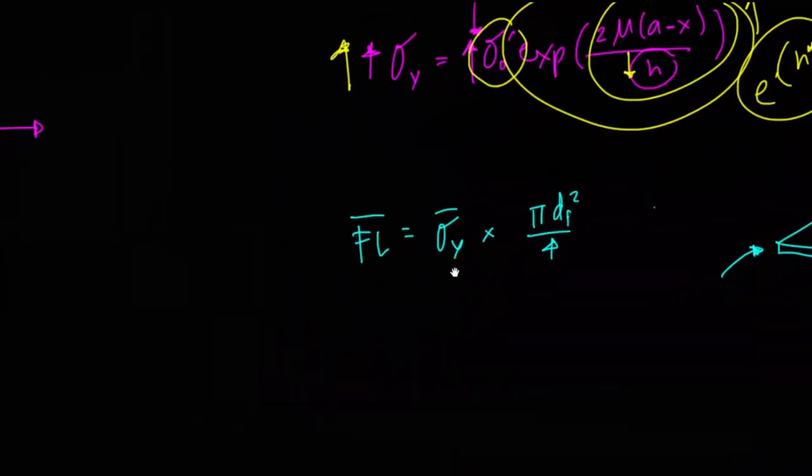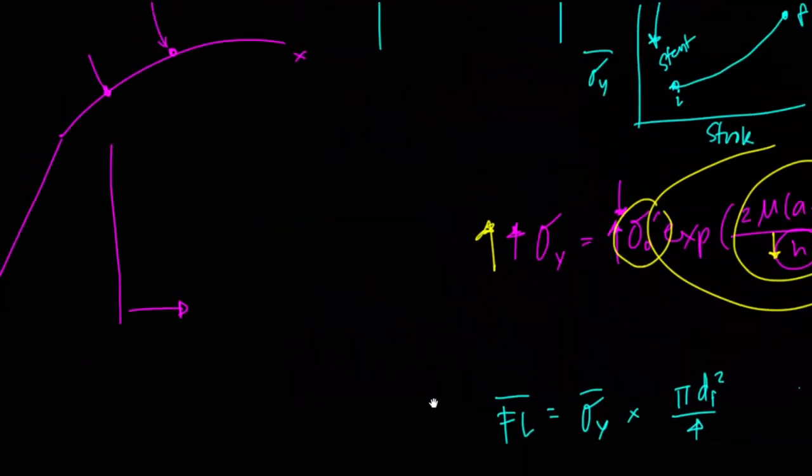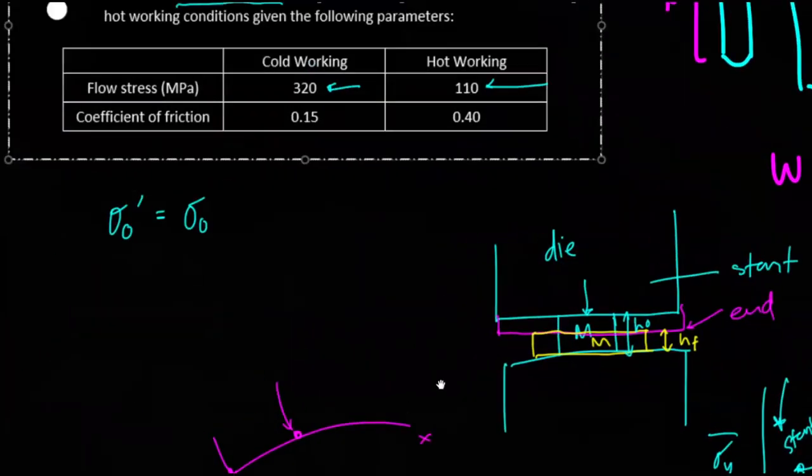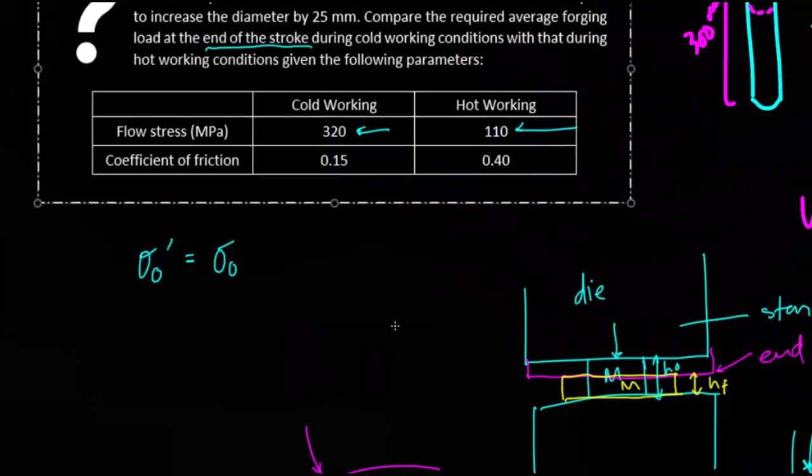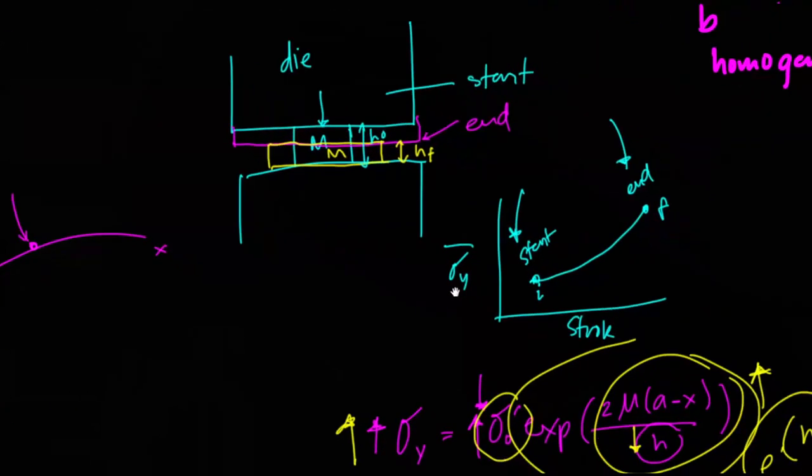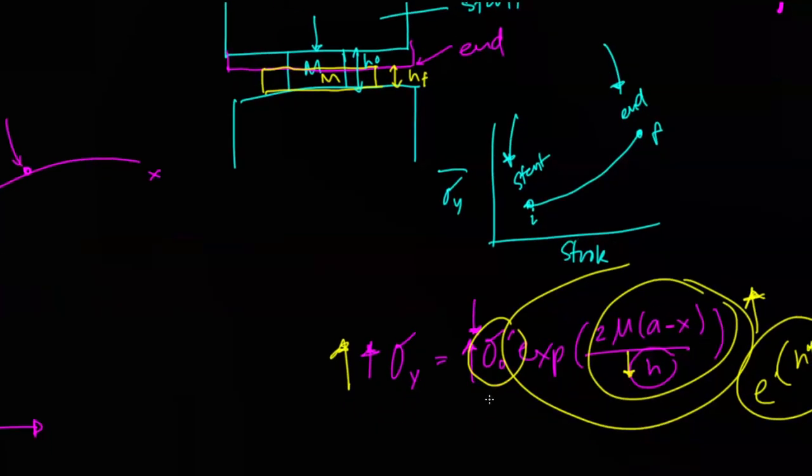Okay? So let's compute for sigma y bar. So how do you compute for sigma y bar? I'll just show the cold working conditions, kayo na bahala mag-compute nitong hot working conditions. And try to compare kung ano yung difference nilang dalawa, kung mas mataas ba or mas mababa. Kasi if you look at this, mas mababa yung flow stress, which means mas mababa dapat yung sigma y bar dahil sigma y bar is directly proportional to flow stress.